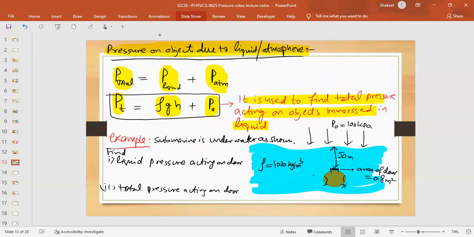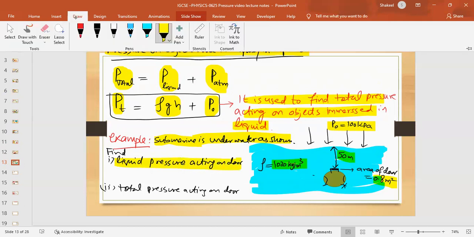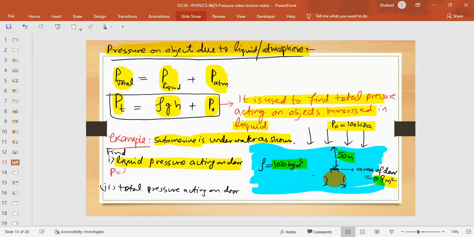Okay, now let's look at an example. There's a submarine in the water as shown. The submarine is 50 meters deep in the water, its door area is 0.8 meter square, the density of water is 1020 kilogram per meter cube, and the air pressure acting on top of the liquid is 100 kilopascal. You have to find the liquid pressure acting on the door. That's quite simple. You will use rho g h for liquid pressure. Rho is 1020, g is 10, and the depth is 50. So that's how you will get your answer.